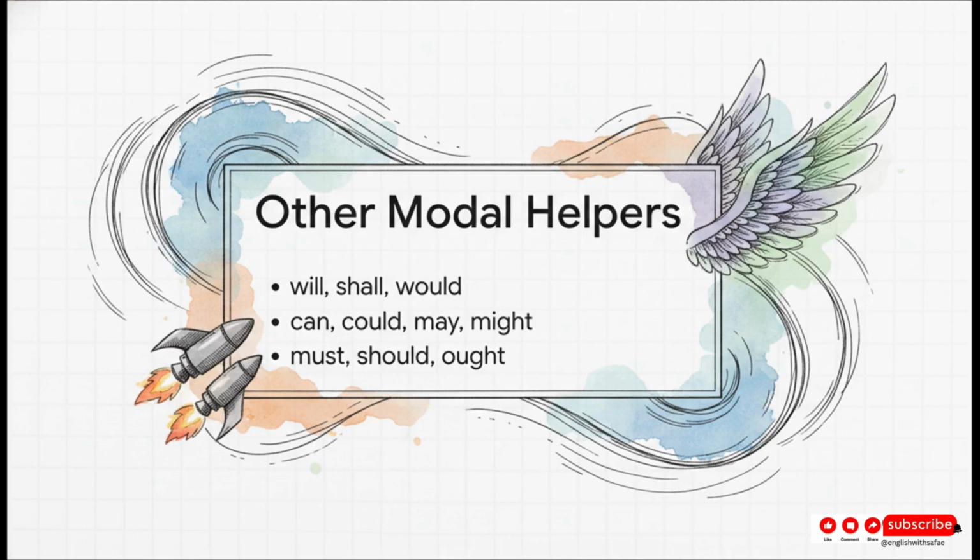For example, I think I should study harder. The main verb study gets a serious boost of obligation from should. Or, you may choose what you like. Choose is the action, but may is what actually grants the permission. Fun fact for you, ought is literally one of the oldest modals in English, tracing all the way back to Old English, even though we use it less and less in everyday conversation now.